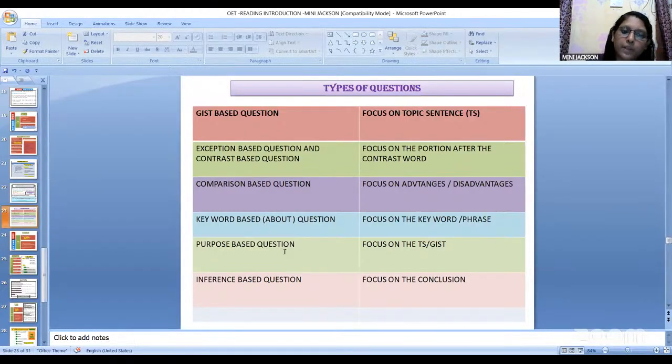Then purpose-based question. Purpose-based question means you have to focus on the topic sentence as well as the gist, that is the main idea also. Then inference-based question. For an inference-based question, we can get the answer from the conclusion. In the last part of the text, you will have the answer.